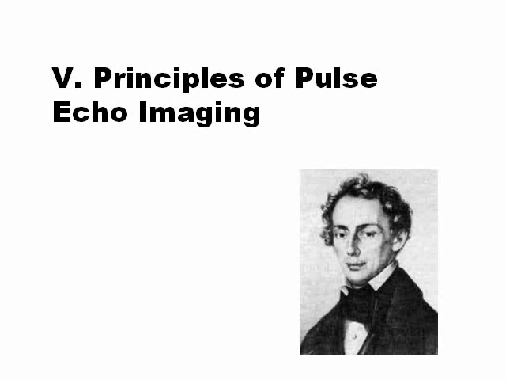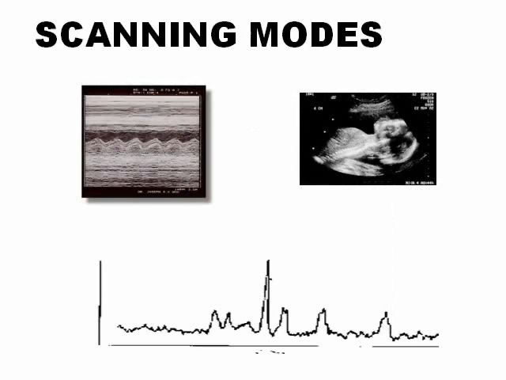Principles of pulse echo imaging. There are three different scanning modes, the most important. M mode is the first one, B mode, and the other is the A mode. B mode is the mode that we currently use. This is the mode for pictures of the fetus, the liver.